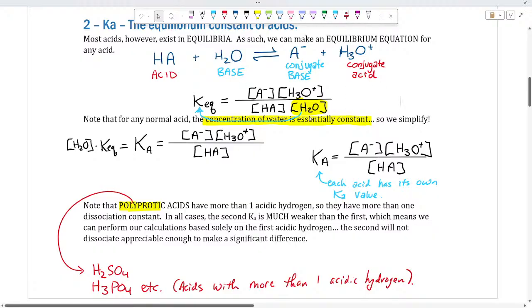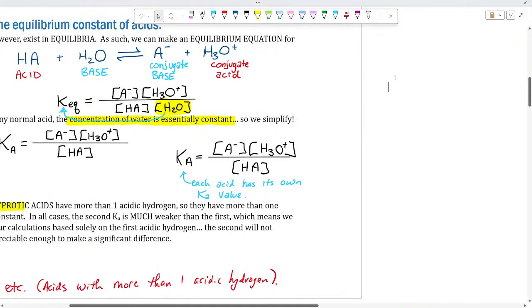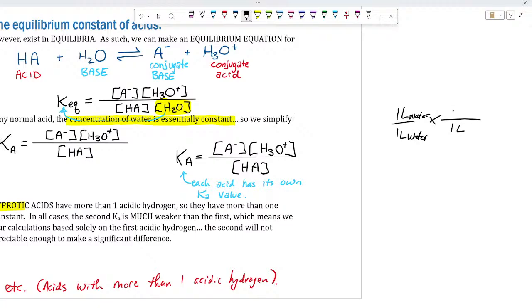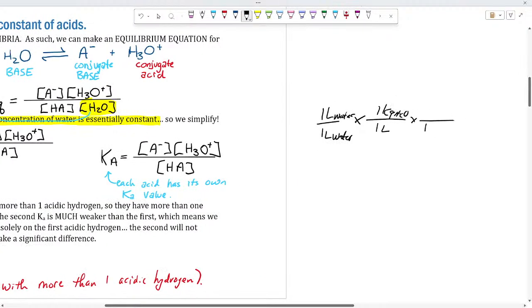But there's one thing that we decide to get rid of, because one of the things that ends up going on the bottom is the concentration of water. And the concentration of water in water, you can work it out. You could say 1 liter of water is in every 1 liter of water. That's not a very exciting statement, but it's true, right? And then we can say 1 liter of water weighs 1 kilogram of water. And then you could say 1 kilogram of water weighs 1,000 grams.